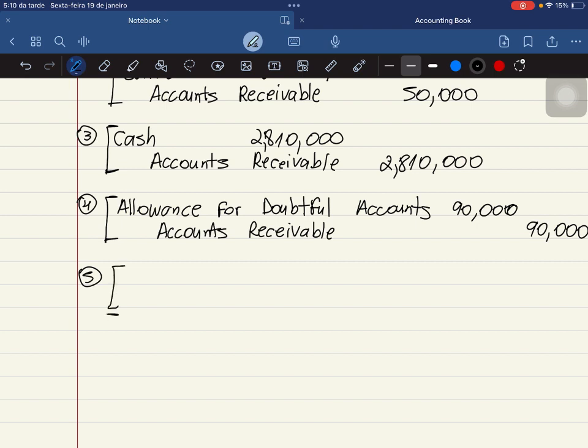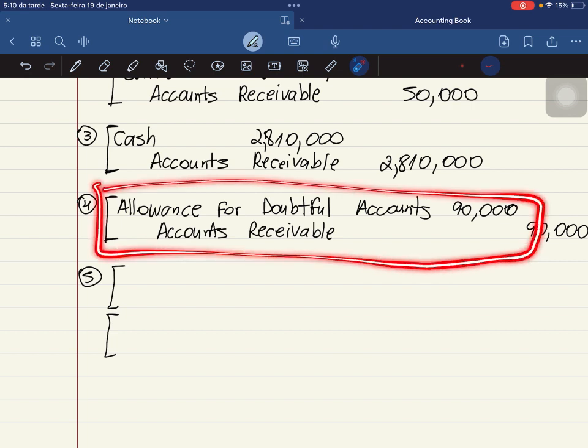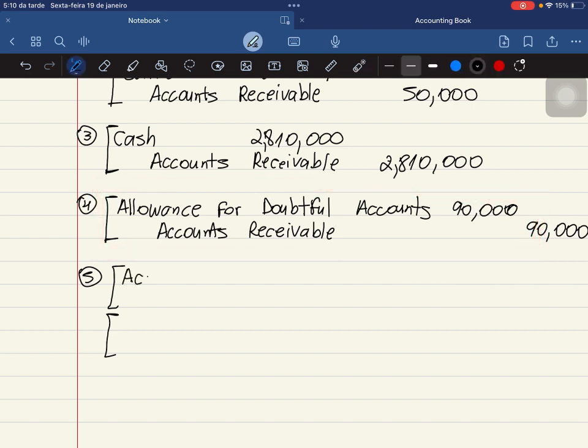So for this part, we're going to have 2 entries. The first one is the reverse entry. So we're going to reverse this entry here. How do we reverse it? We simply just write the same accounts, but on the opposite position, just so we can cancel it. So over here, we're going to have accounts receivable at the top and allowance for doubtful accounts at the bottom. Make sure that you write the full name, okay? I'm just doing this to save time.